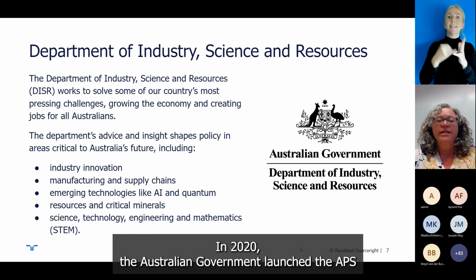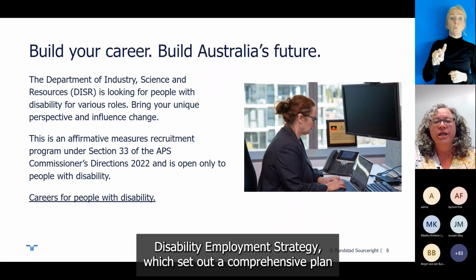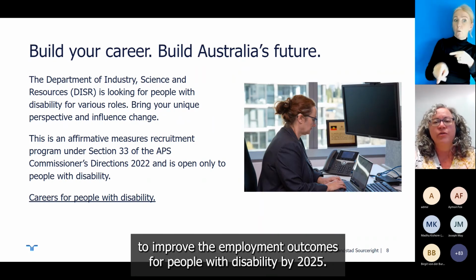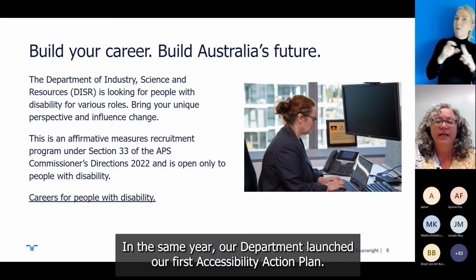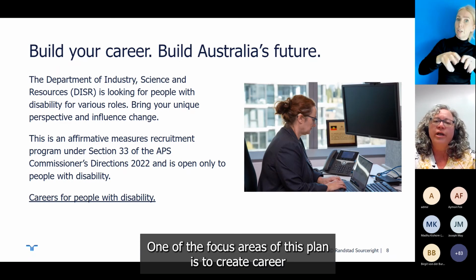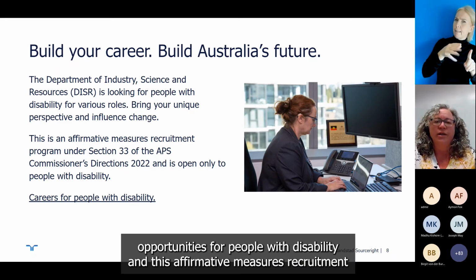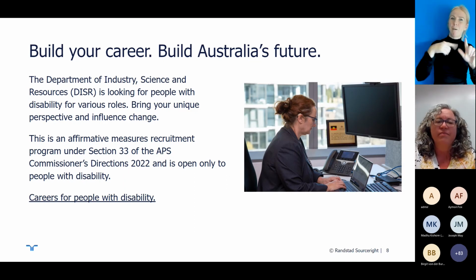In 2020, the Australian Government launched the APS Disability Employment Strategy, which set out a comprehensive plan to improve the employment outcomes for people with disability by 2025. In the same year, our department launched our first Accessibility Action Plan. One of the focus areas of this plan is to create career opportunities for people with disability, and this Affirmative Measures recruitment program is one way we are working to achieve this.